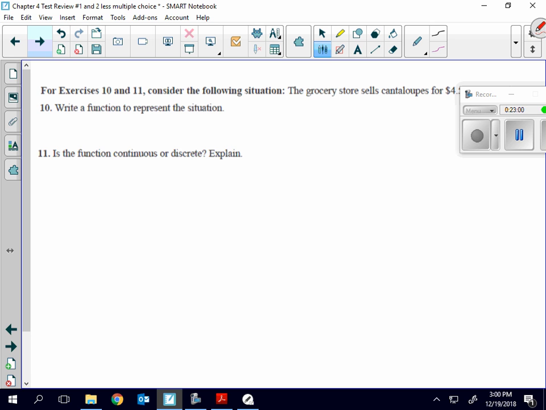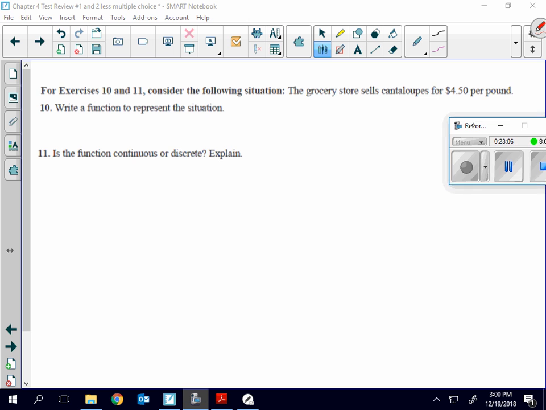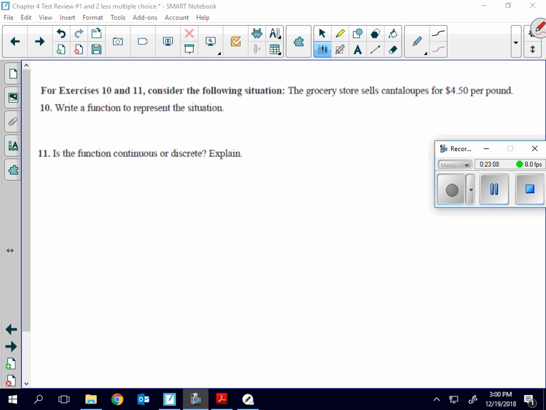Okay, for exercises 10 and 11, consider the following situation. The grocery store sells cantaloupe for $4.50 per pound. Write a function to represent the situation. I'm going to use, let's see, cantaloupes. I'll just use x and y. Y equals, the total cost y equals $4.50 per however many pounds they have.